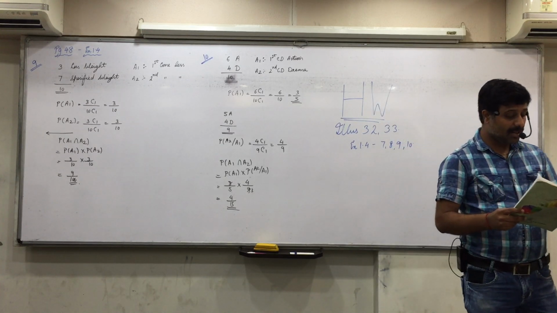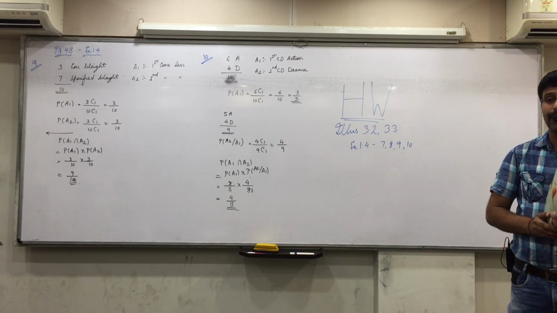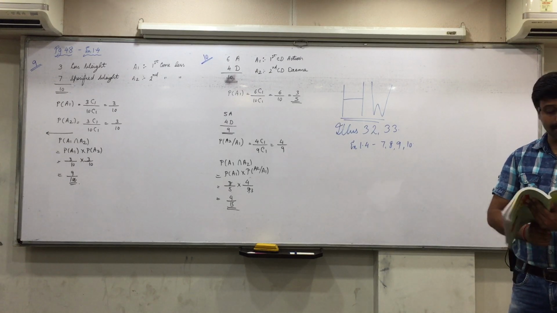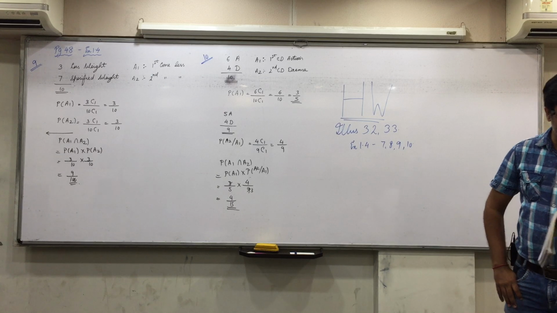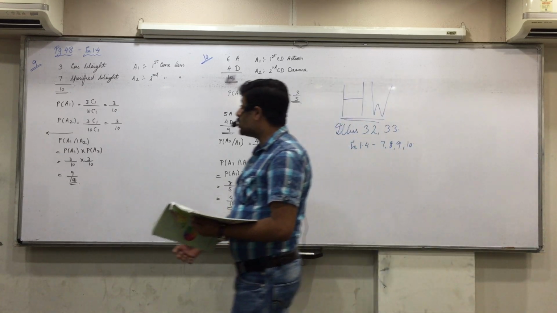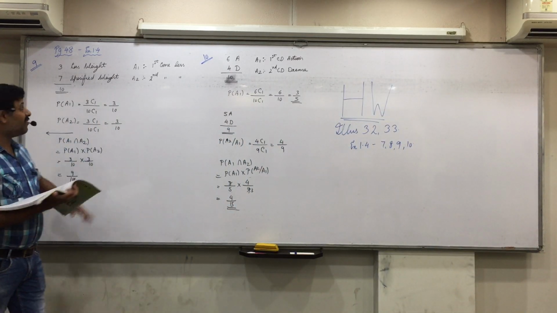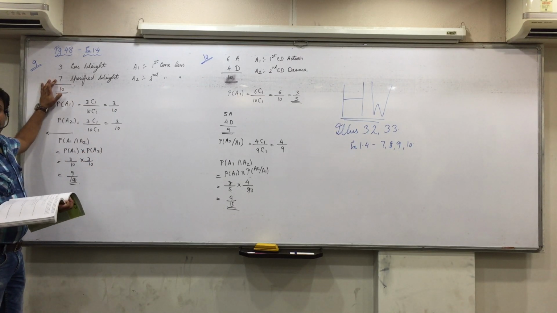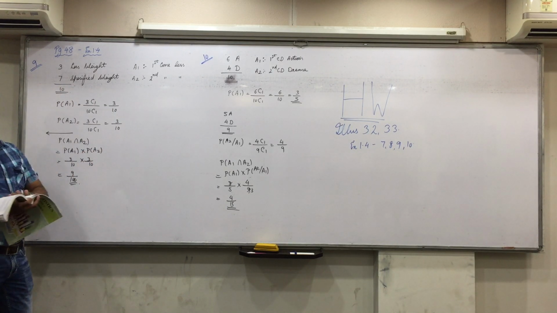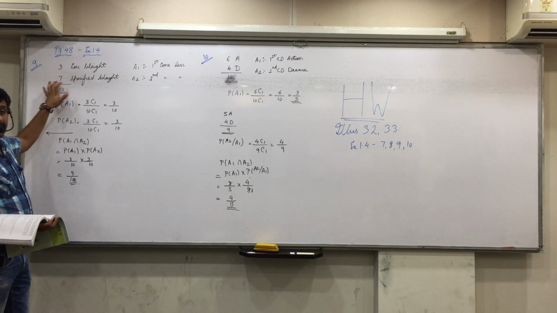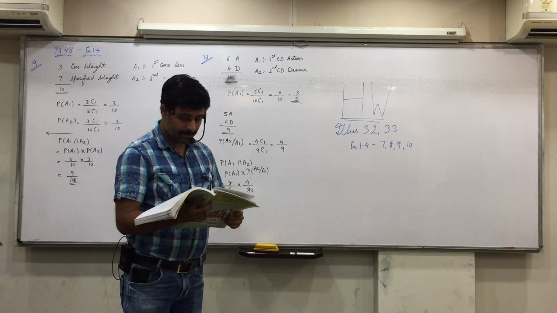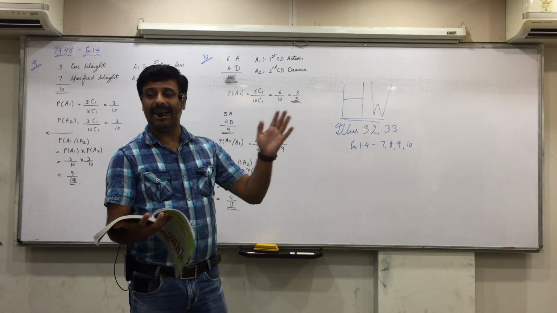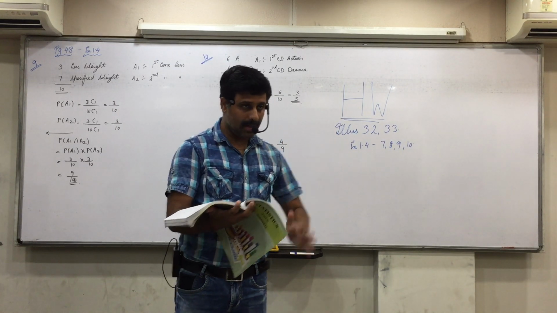Look at this question, illustration 32. I'll discuss it. Page 44. There are 12 screws in a box, of which 4 screws are defective. So 4 defective, 8 non-defective, total 12.